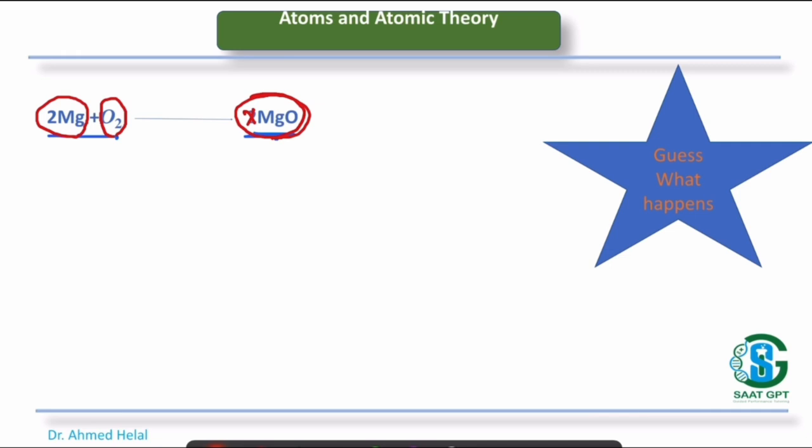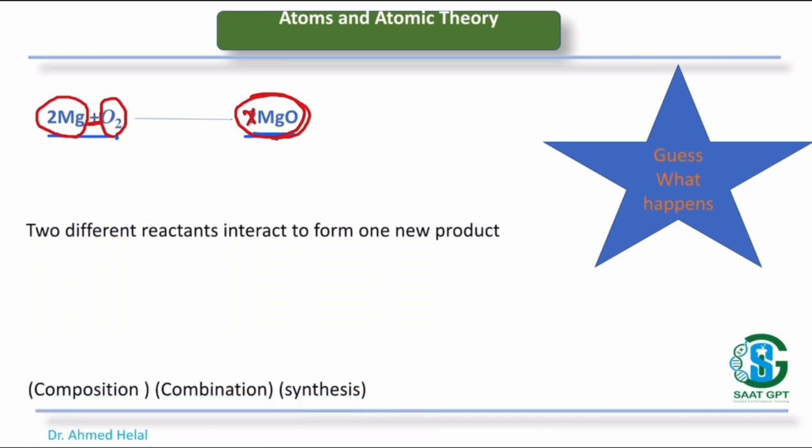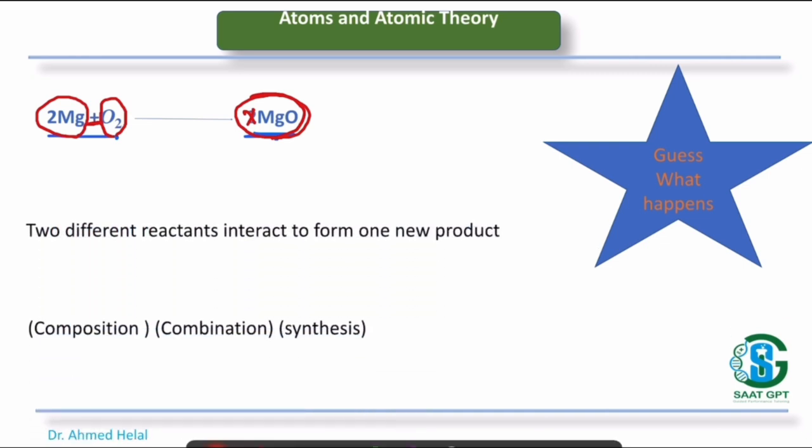When two reactants combine with each other to form one product, this is known as a combination or a composition or a synthesis reaction. Again, combination, composition and synthesis reaction. Two reactants or more than two reactants, and here we have one product. This is combination reaction.